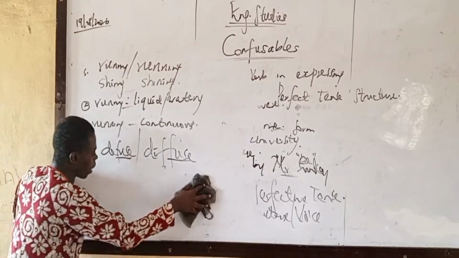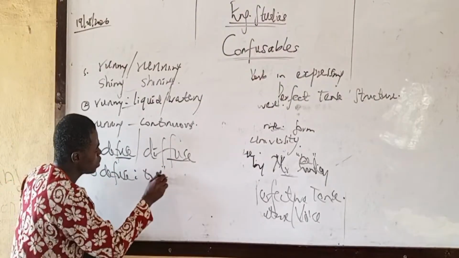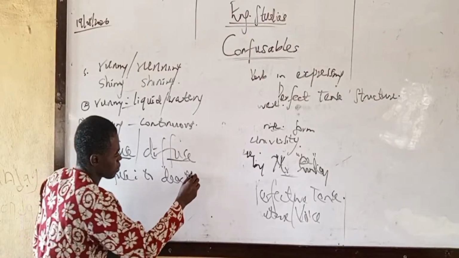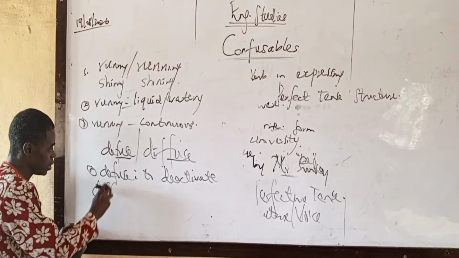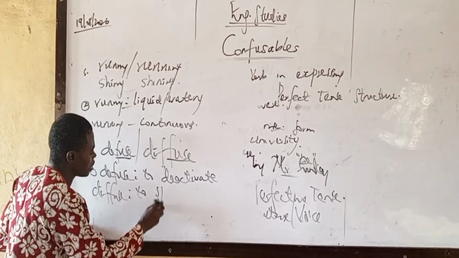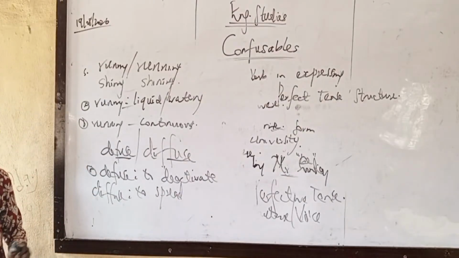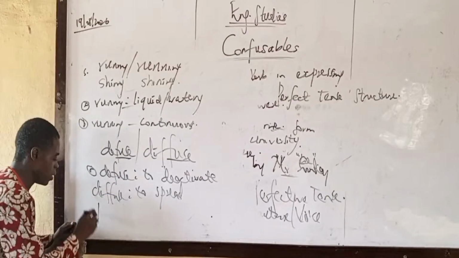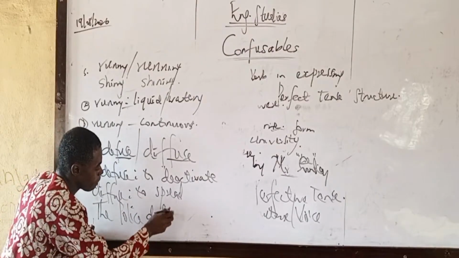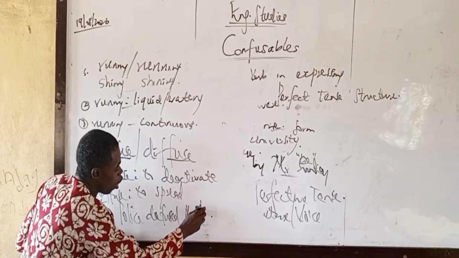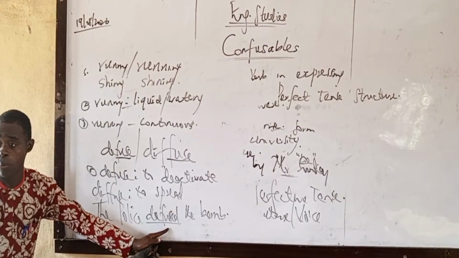Let's go. Number one sentence. Diffuse means to deactivate. Diffuse means to spread. The police diffused the bomb.